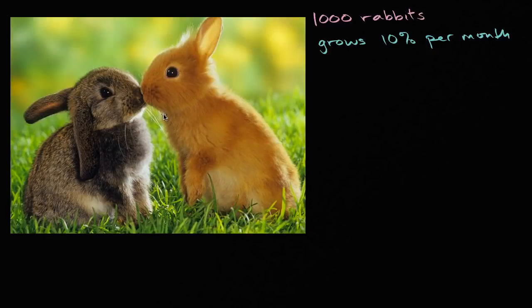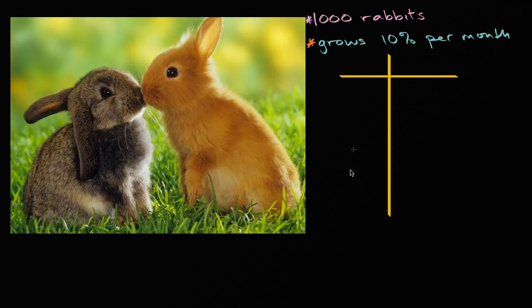Let's say that we're starting with a population of 1,000 rabbits, and we know that this population is growing at 10% per month. What I want to do is explore how that population will grow if it's growing 10% per month. So let's set up a little table here.